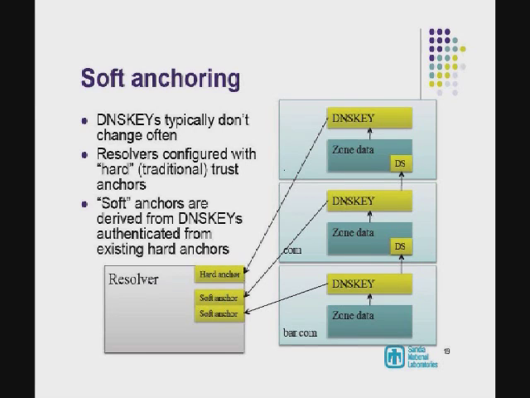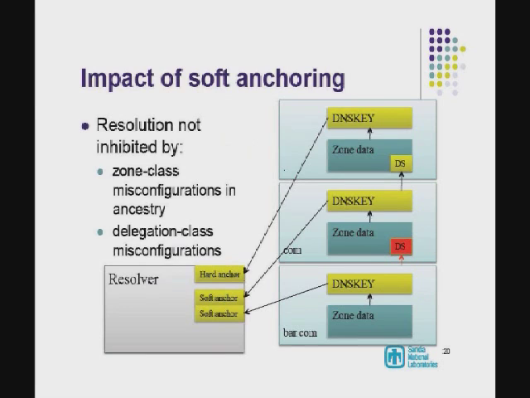And so in the diagram here you can see that the resolver has its trust anchor at the root, but has also learned what we call these soft anchors further down. The idea behind this is that if for some reason there's a break in the chain, such as this break between com and bar.com because of a bad KSK rollover, if your resolver has learned and maintained this soft anchor, then it's not going to be inhibited by zone class misconfigurations above where that's anchored, and also delegation class misconfigurations in this particular example.